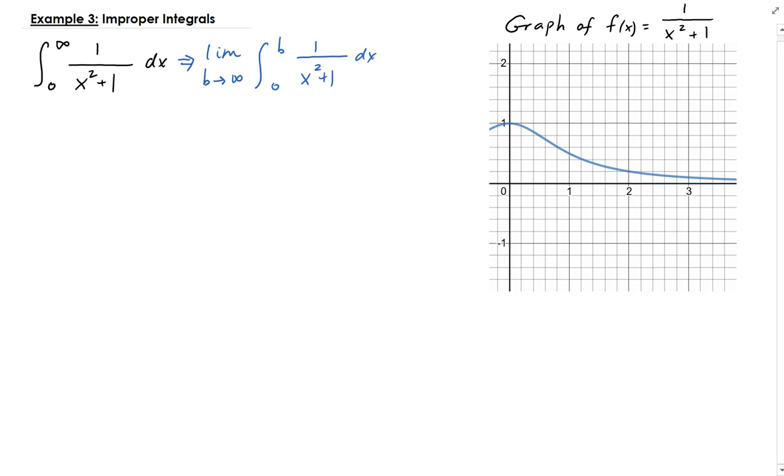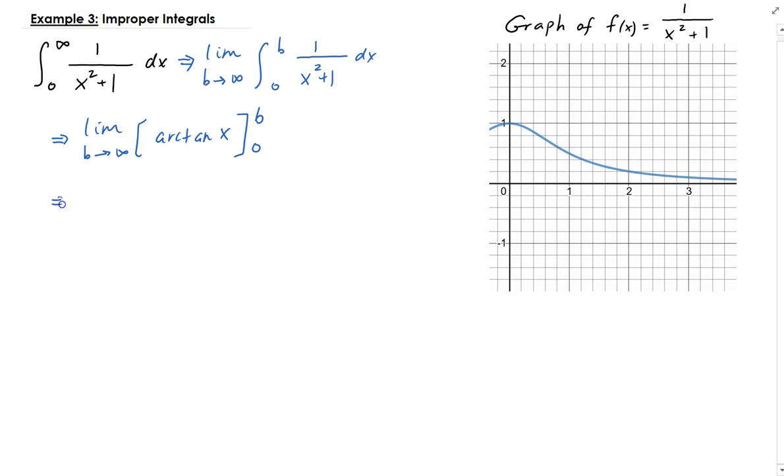Okay, so you should recognize the integral of this. You can find this on any table of integrals or formula sheet. The integral of this is going to be arctangent of x. So this is going to be written as the limit as b goes to infinity of arctangent of x, and we're going to evaluate from 0 to b.